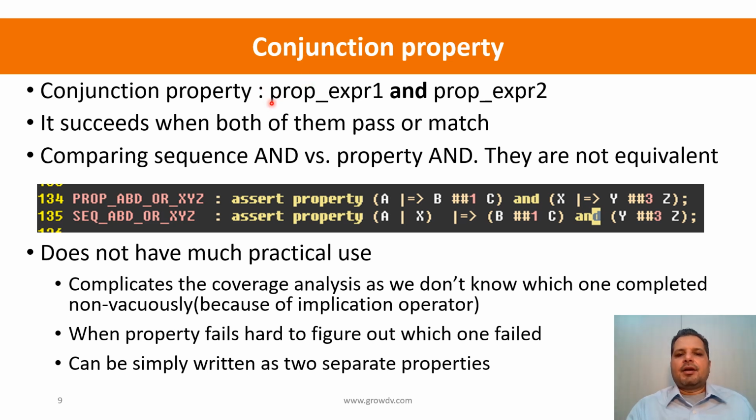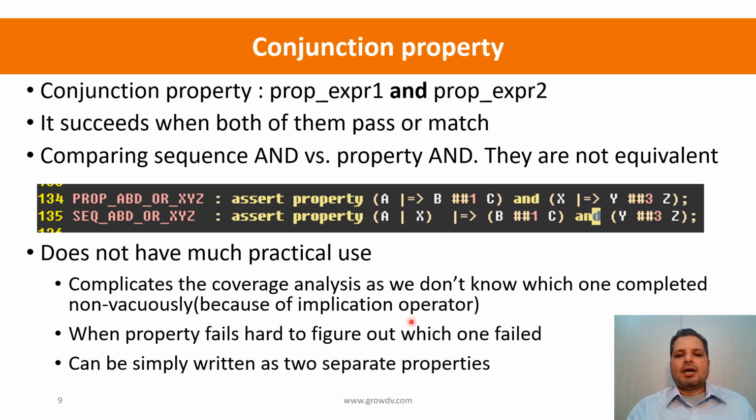So let's look at the conjunction pattern. The way it is defined is that you have property expression 1 and property expression 2, and it succeeds when both the property expressions either pass or match. Here we are just comparing a sequence AND versus a property AND, and of course they are not equivalent. They are not going to generate the same behavior, as you can see from this expression itself.